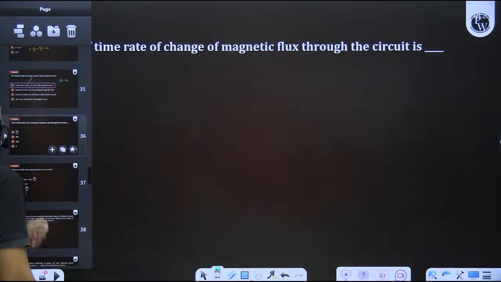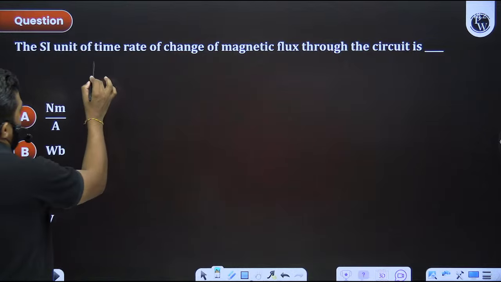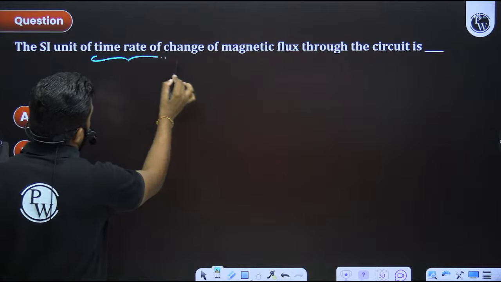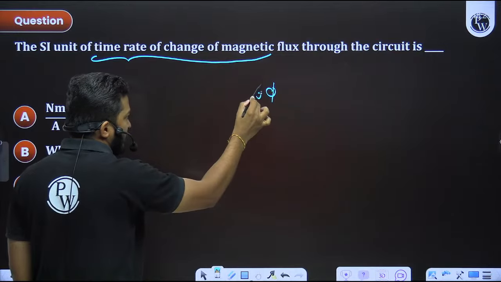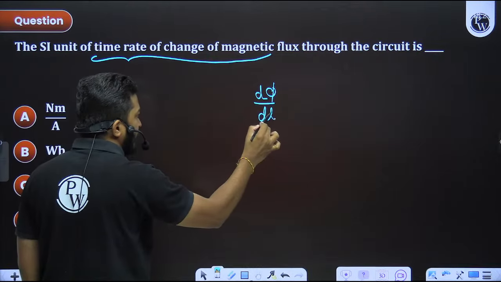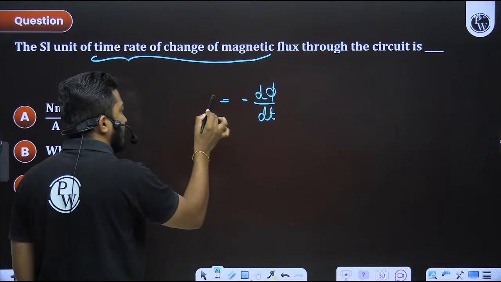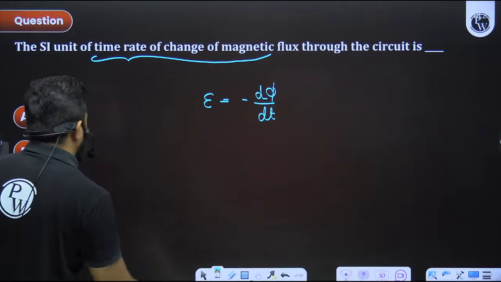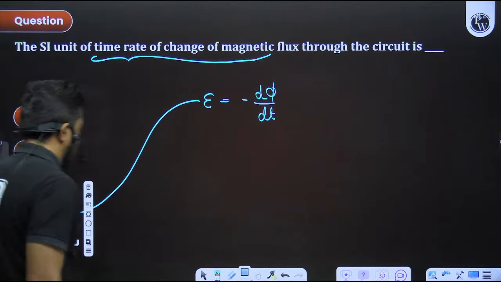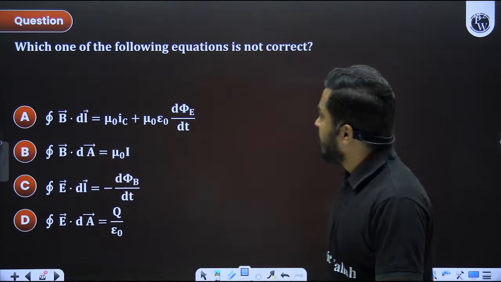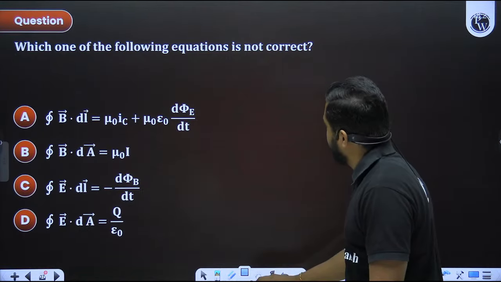That's fine. Easy MCQ. The SI unit of the time rate of change of magnetic flux. Magnetic flux changing with time is nothing but the Faraday equation, and I get the epsilon, and epsilon has the value in volt. The unit is the volt for the epsilon. Next question: which one of the following is not correct?